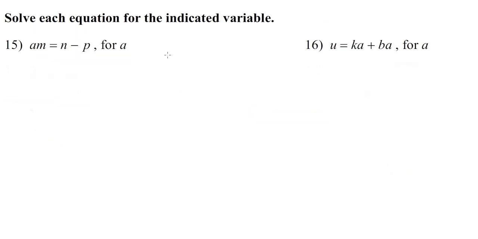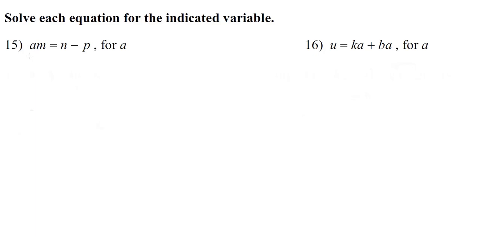All right, for our last two equations, we have literal equations. So remember, when we solve for a variable in a literal equation, what we want to do is get that particular variable alone on one side of the equation, and everything else will end up on the other side. And we follow the same rules for solving equations to do this.